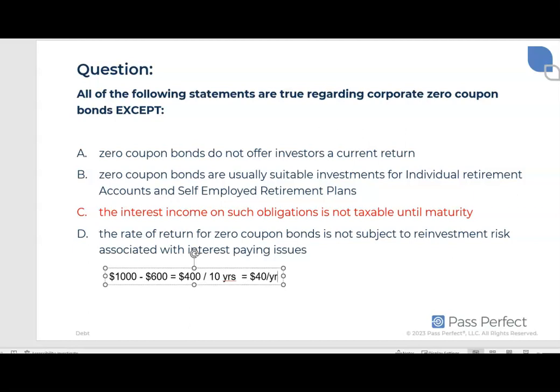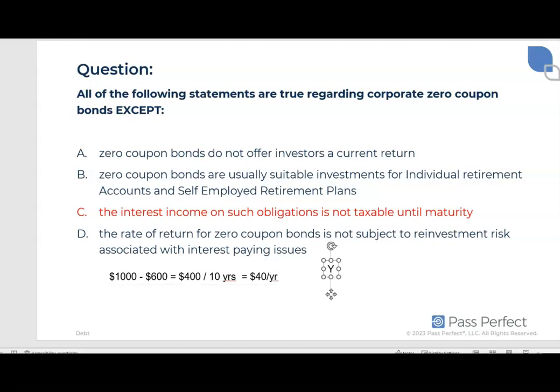As the bond basically stair steps upwards in value, as it gets closer to maturity date, it's going to stair step in value at the rate of $40 a year for the next 10 years. And investors who hold them pay taxes as if they made $40 a year. They're taxed on the accretion in value, the appreciation as it goes by.